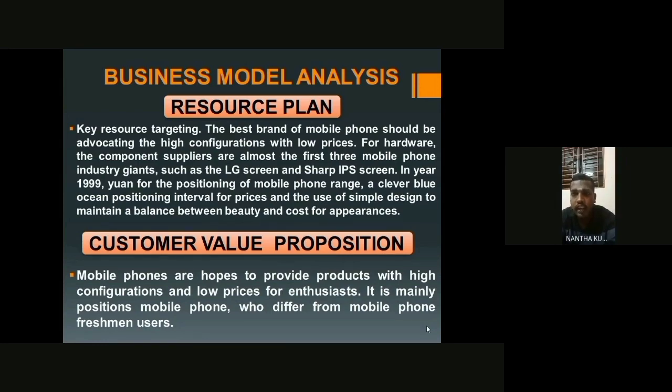In the year of 1999, Yuan positioned the mobile phone range with a clever blue ocean positioning interval for prices, and the use of simple design to maintain a balance between beauty and cost for appearances. Okay, this is the important business model analysis, because customers are always looking for the best price or low price from us. So, as a good producer or as a good seller, we need to reduce our mobile phone price to a good price, or as per the customer request, because when we reduce the price, for sure the customer likes it, and for sure they will look for our product.